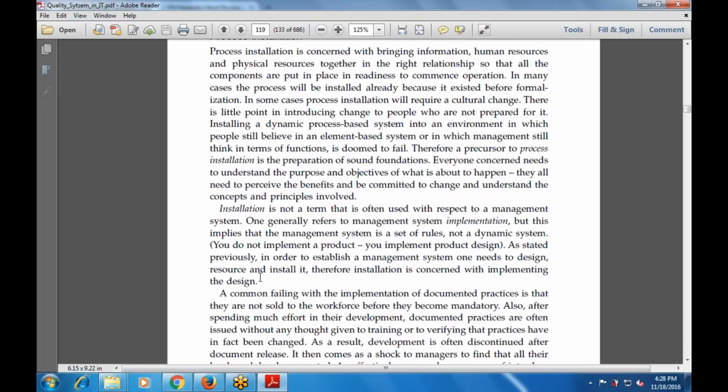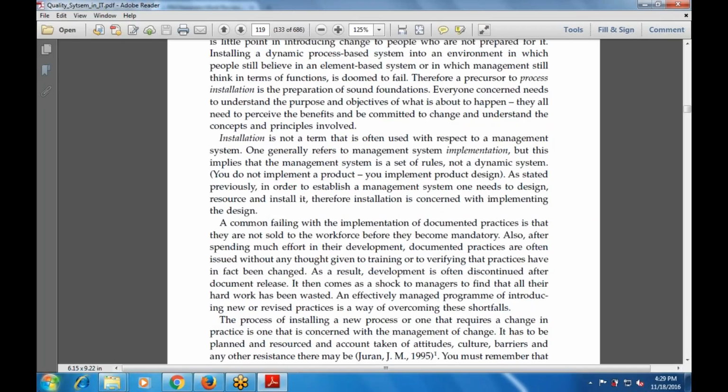Then installation is not a term that is often used with respect to the management system, and that is used with the implementation, that is used with the rule. That management system is the set of the rules, not a dramatic or dynamic system. And there's a common failing with the implementation, that is used with the practices, that is used with what is mandatory, what is not mandatory.